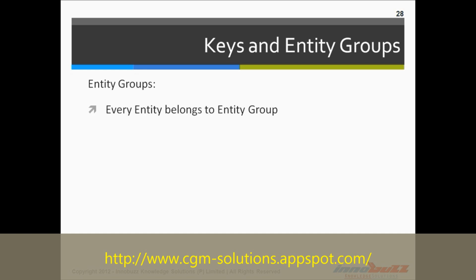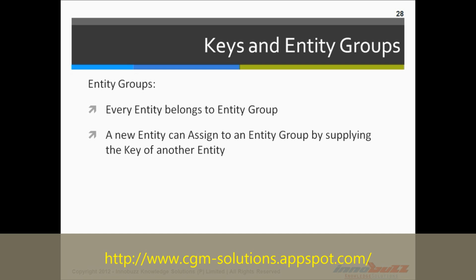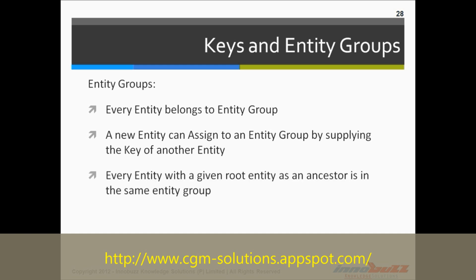Entity groups. Every entity belongs to an entity group. A new entity can be assigned to an entity group by supplying the key of another entity. Every entity with a given root entity as an ancestor is in the same entity group. If in the previous example the grandpa is the ancestor for the dad, then grandpa, dad and great grandpa are all in the same entity group.